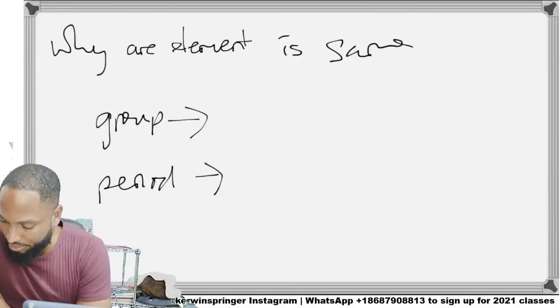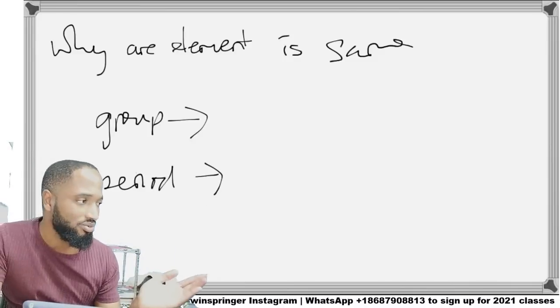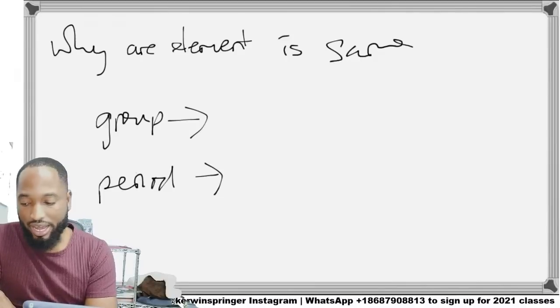Alright, why are elements in the same... well, I know it's late, 10:19. Same group, why are they in the same period?